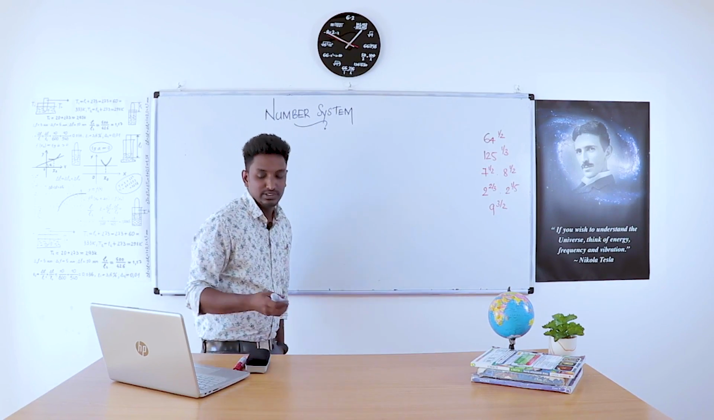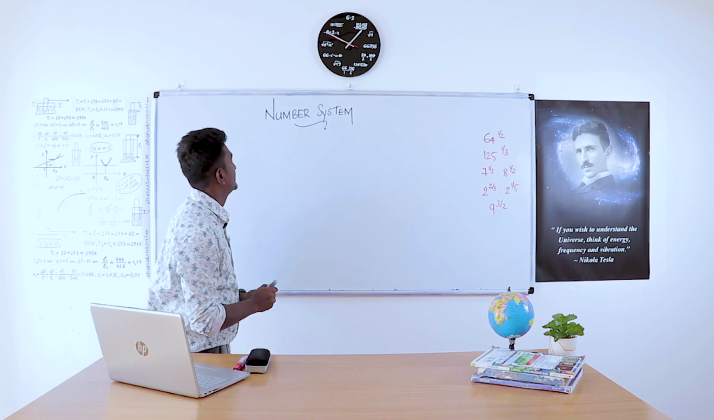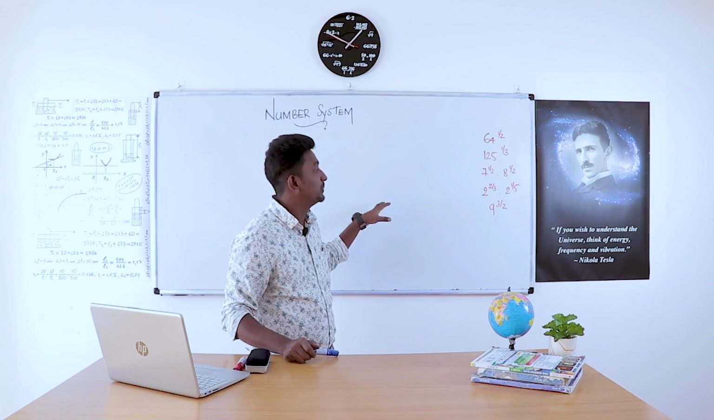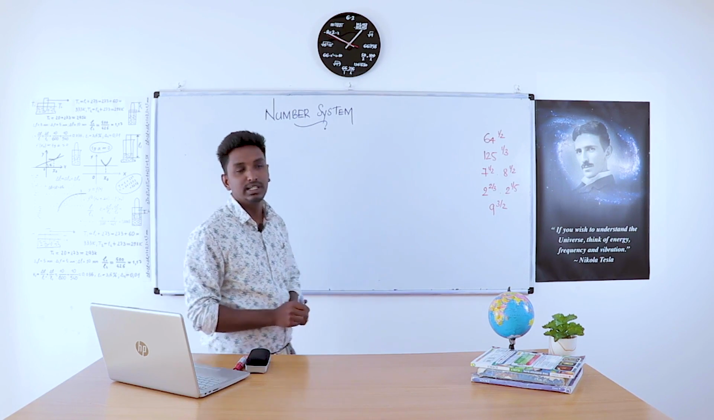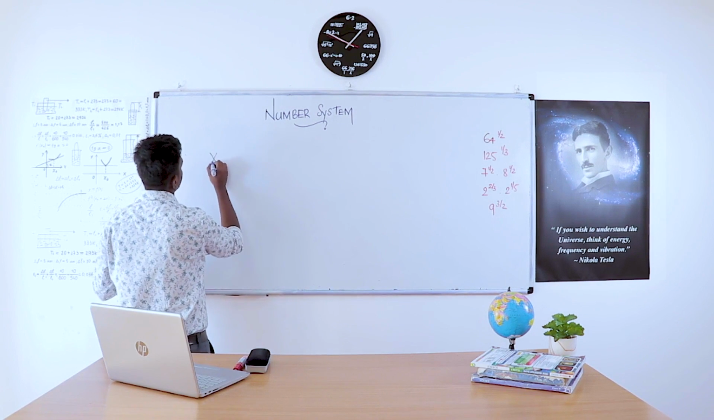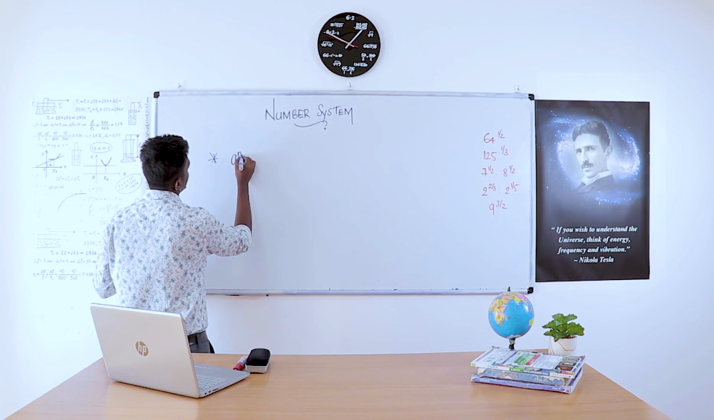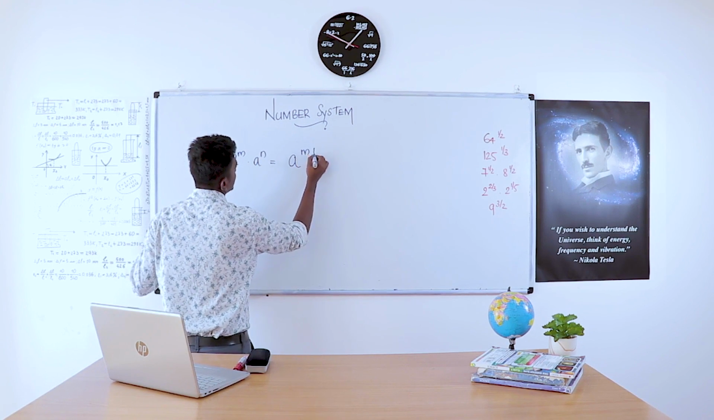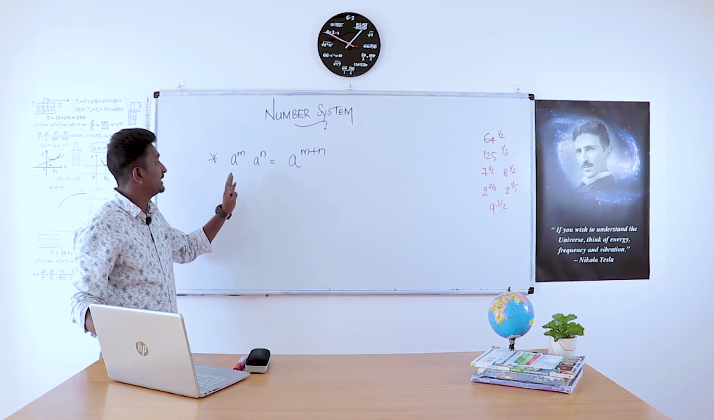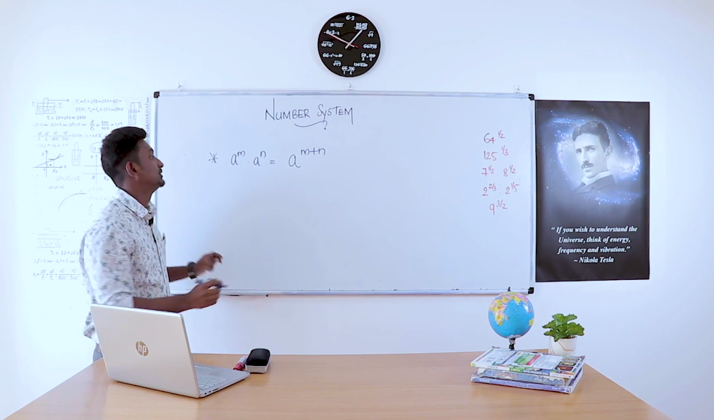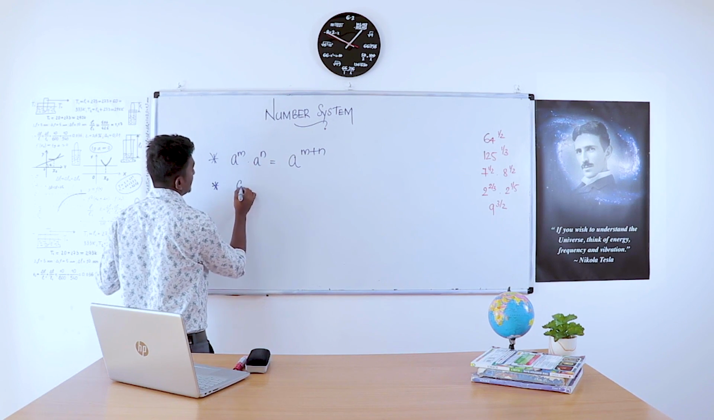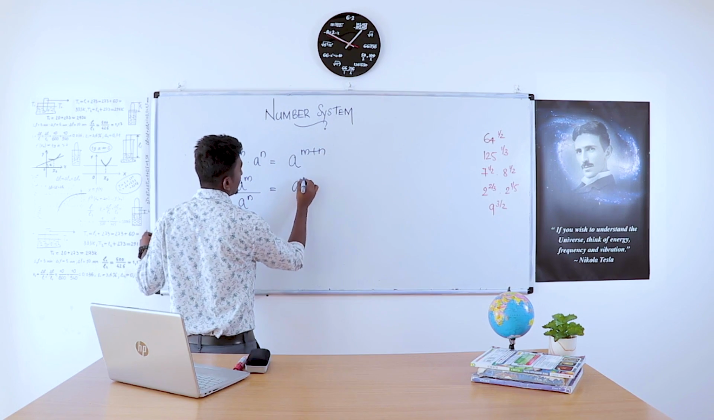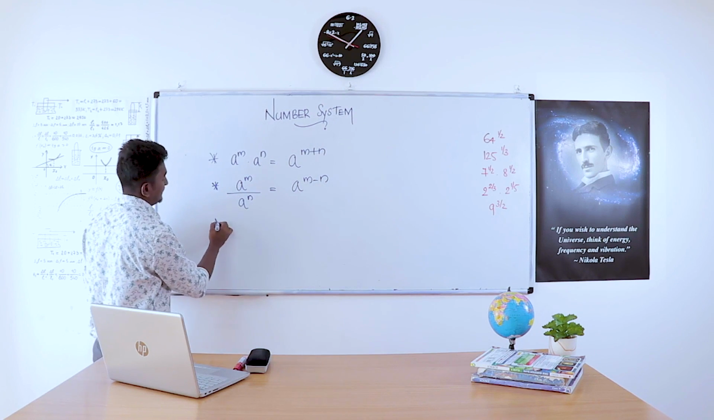Moving to the last topic of this chapter, we are having some identities. First of all, I have to explain the identities in this topic, and then we can solve some problems using those identities. I'm writing the identity. The first one is a raised to m into a raised to n is equal to a raised to m plus n. This is the first one. A raised to m into a raised to n is equal to a raised to m plus n. Second is a raised to m divided by a raised to n is equal to a raised to m minus n.